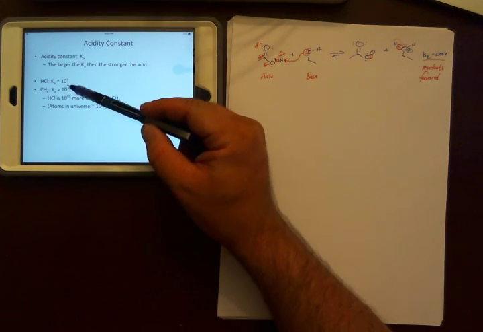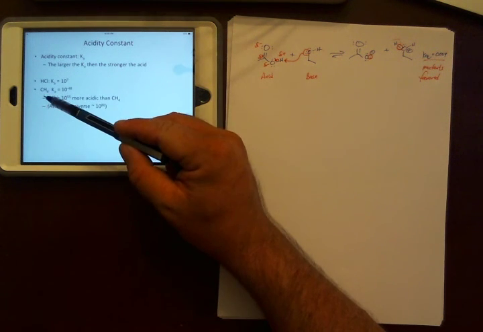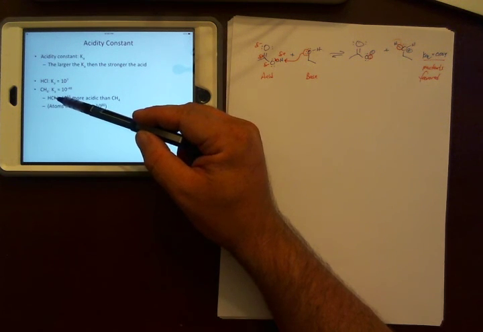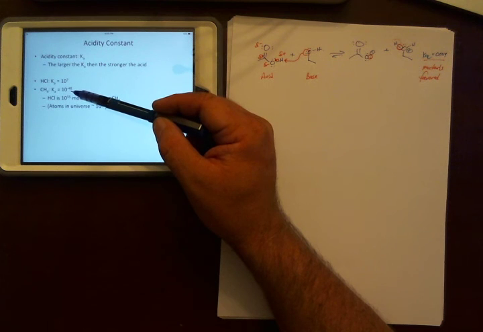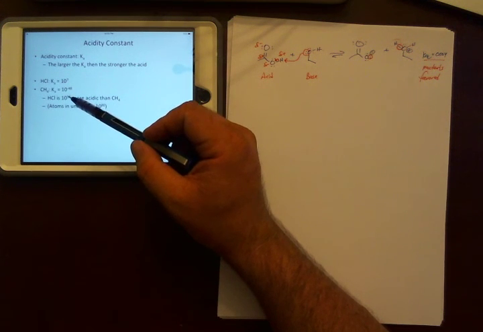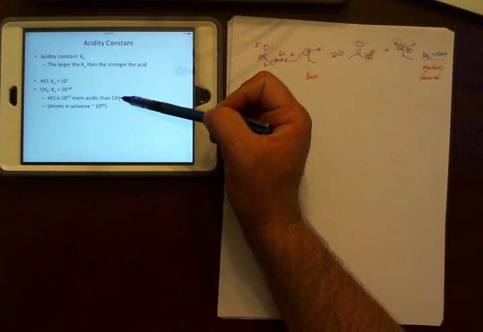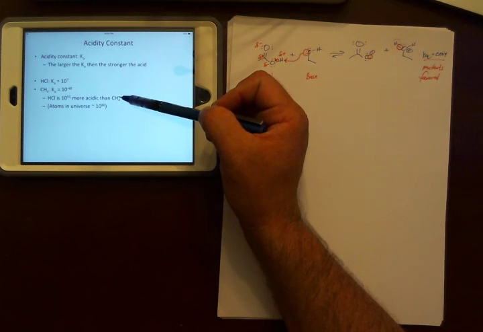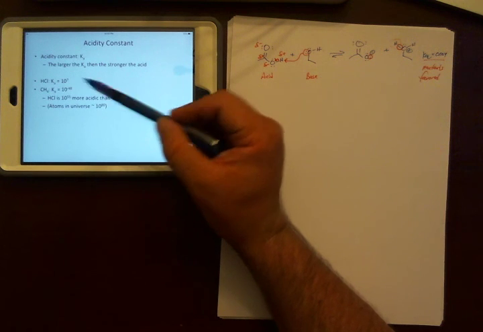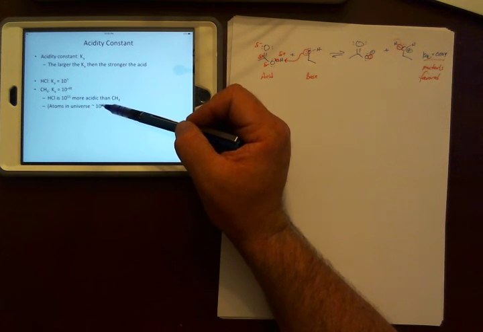So here we go. For HCl, the Ka is 10 to the 7th. But if you compare it to something like methane, the Ka is 10 to the minus 48th. So the difference between these two is that HCl is 10 to the 55th power more acidic than methane. Just to give that number in perspective, atoms in the universe is 10 to the 80th, stuff like that, so it's getting up there.